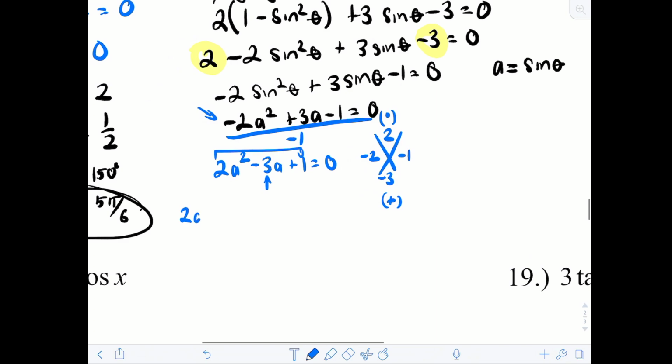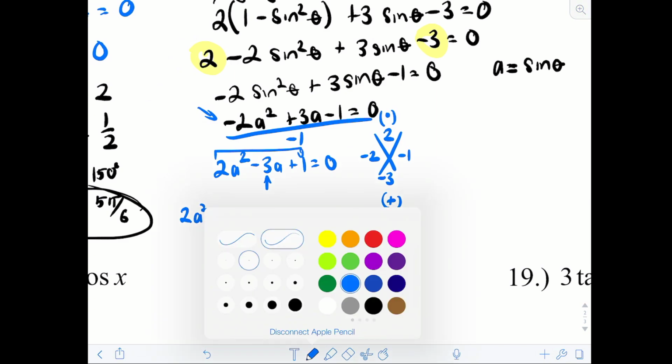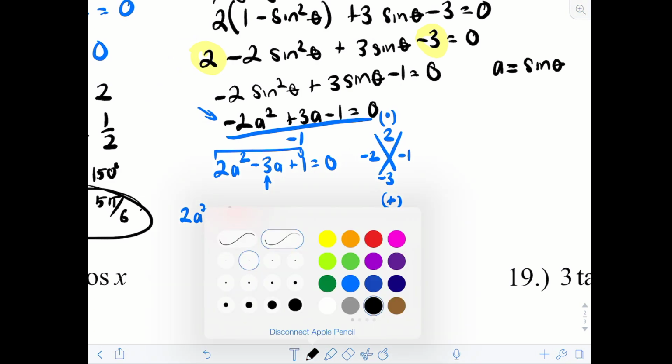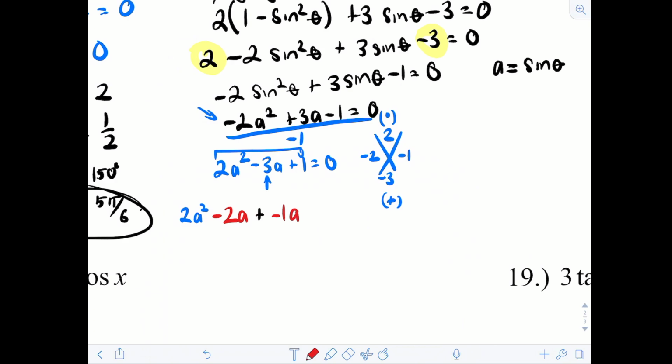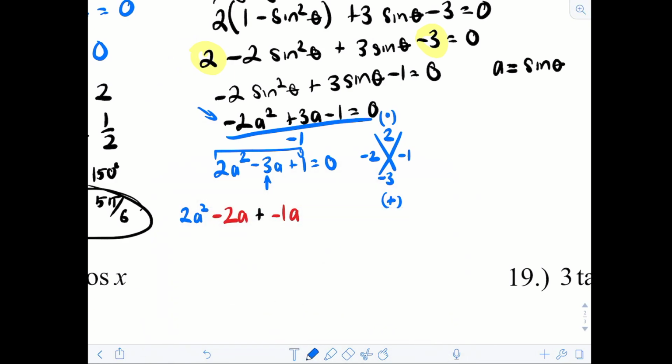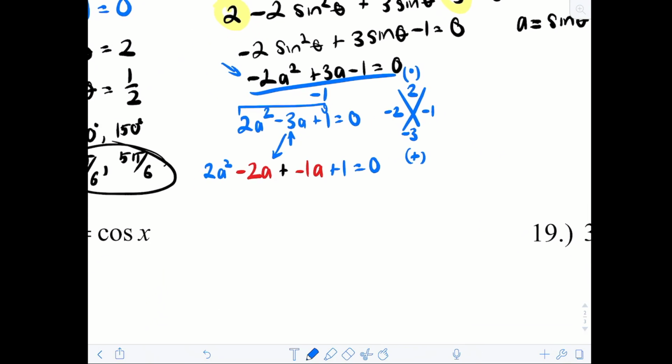So I'm going to rewrite 2a squared. But now I'm going to write the middle term as negative 2a. Write the other term as negative 1a. Now I always like to have a plus sign in between. And then plus 1 is equal to 0. So I converted that negative 3 to, in a sense, those two terms right there.